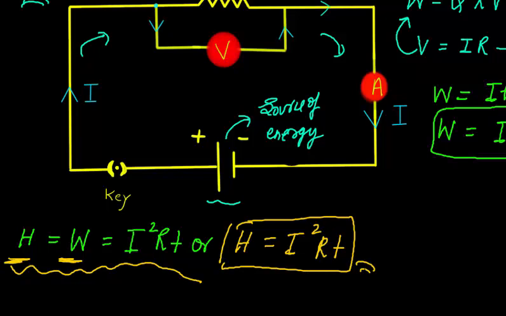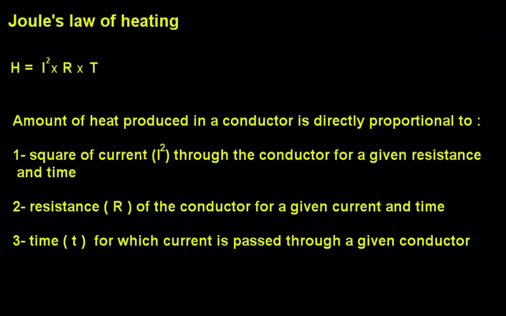It is called this because Joule was the first scientist who studied the heating effect of electric current through a resistor. So according to Joule's law of heating, we will have this particular relation: H equals I square R T, just like right here.